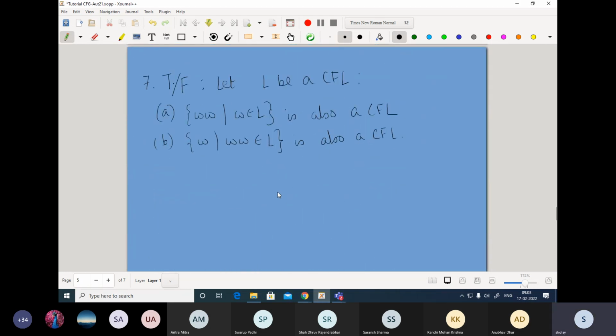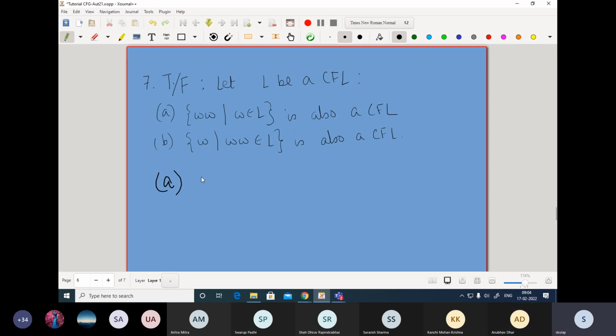Okay, so quickly, one last thing. Let L be a context-free language, then prove whether this is true or false: WW, such that W is in L, is also a context-free language. True or false? Yes, ma'am, true. We can just add another production S prime equal to SS. Why will it give the same W? It can give another W, right?